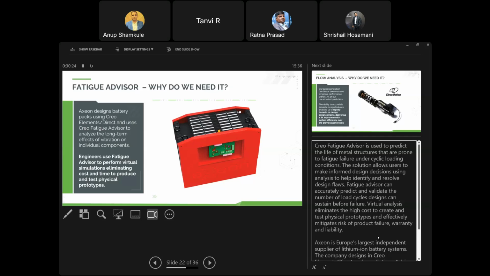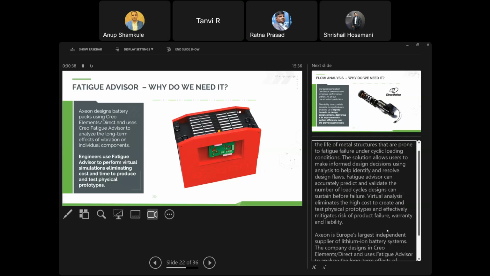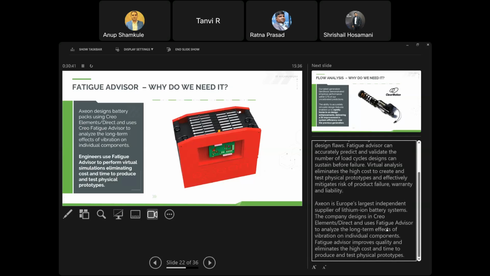Suppose we wanted to apply the same 10,000 cycles, it requires a lot of time, or maybe in terms of prototypes also. So it will mitigate the risk of product failure, also in terms of warranty and liability. Here the example is given of one of Europe's largest independent suppliers of lithium-ion battery systems. They are using Creo Fatigue Advisor to analyze the long-term effects of vibration on the internal components.